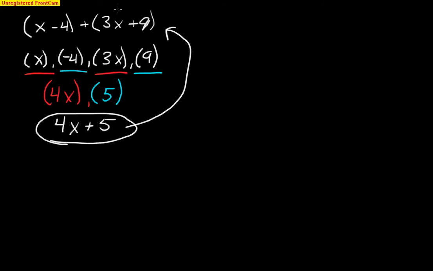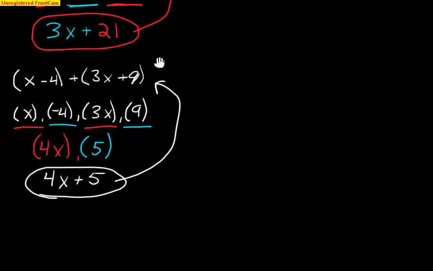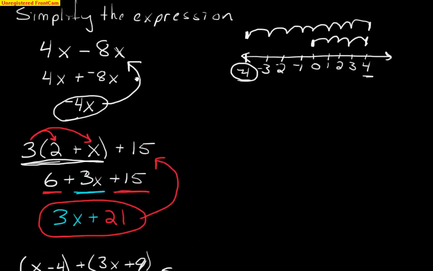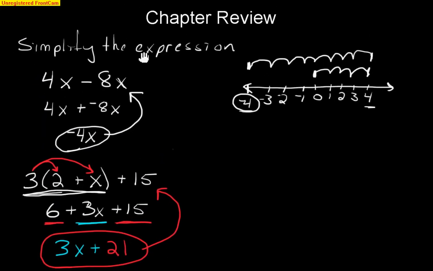Okay, so let's go back to the top real quick and review what we've gone over. So this will be the first section of your test. On all of these, we're just simplifying the expressions. There's no equal signs in any of these. So the first one is 4x minus 8x, and I just changed that so it's 4x plus a negative 8x. Just something I like to do. And when you combine them, you end up with a negative 4x.